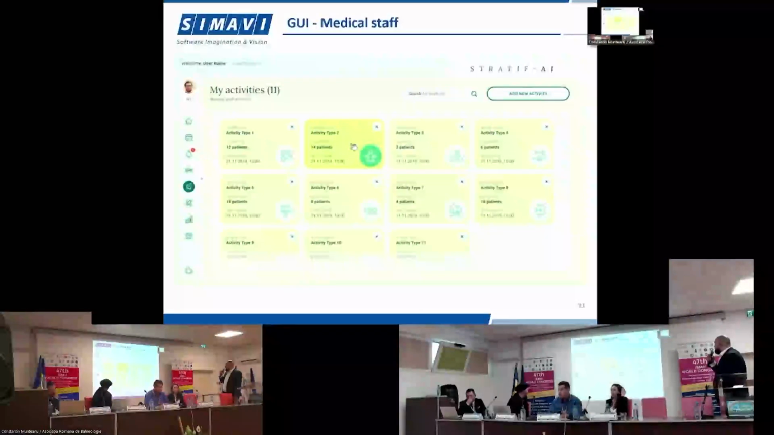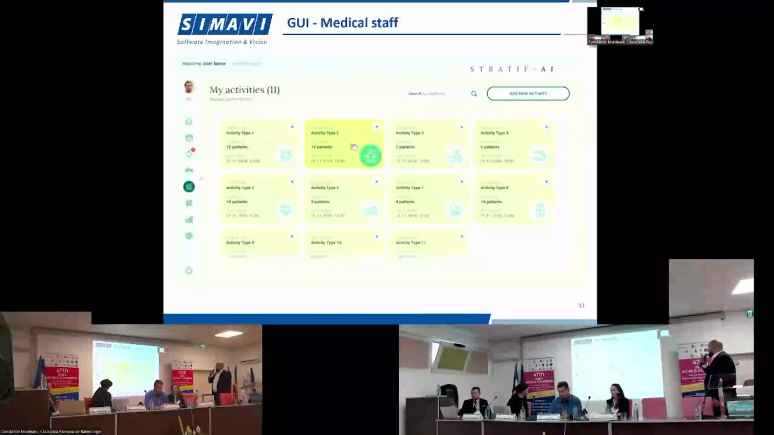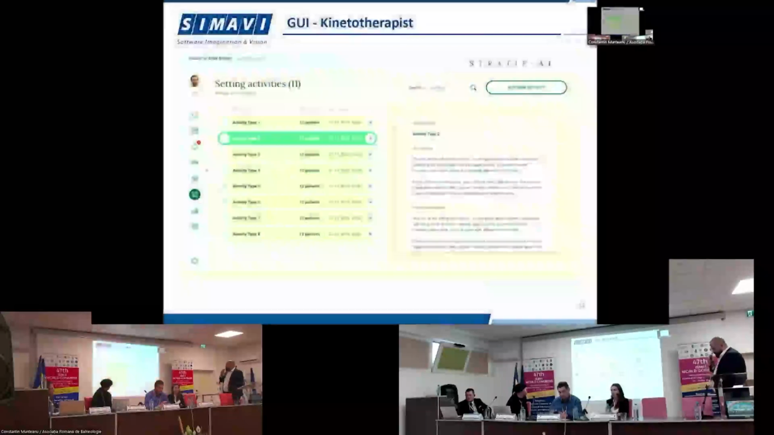And in the My Activities tab, you can also see here that you'll be able to name the activity types, how many patients are assigned to an activity, when the activities were created, with some nice logos next to them. So the graphical user interface is pretty, let's say, user friendly. And that's the whole idea.